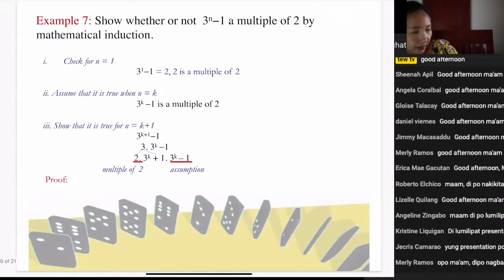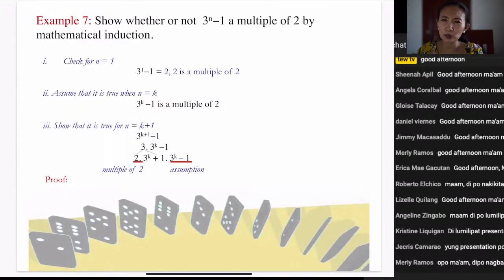Next, ito naman. Last for this afternoon, kasi assignment na yung next slide. Last na, kasi it's almost 4:30. Show whether or not, you can prove or disprove. Show whether or not 3 raised to n minus 1 is a multiple of 2 by mathematical induction. So we cannot just prove series and sequences. We can also prove statements on divisibility, on being a multiple of a specific number. So dalawa, either prove or disprove.